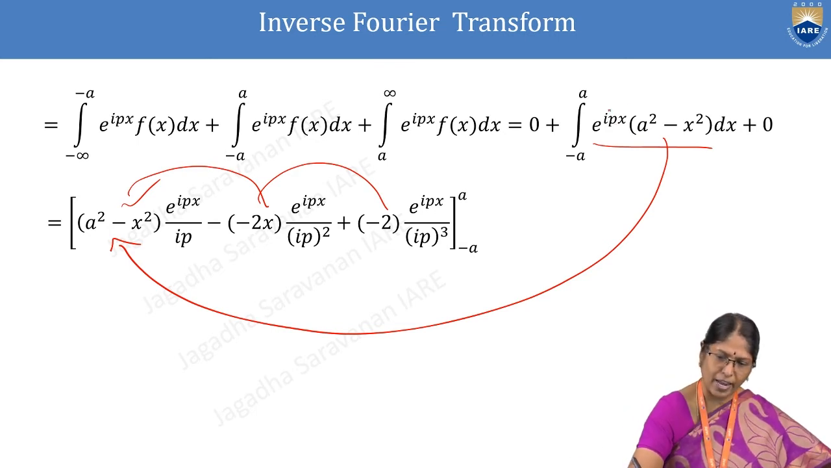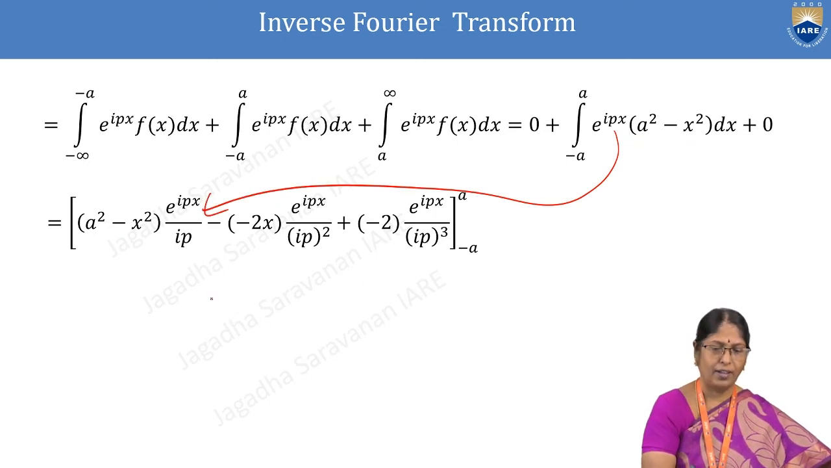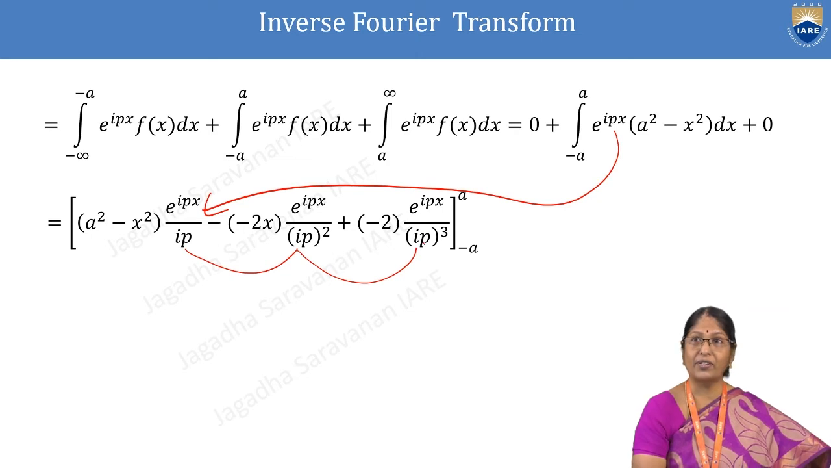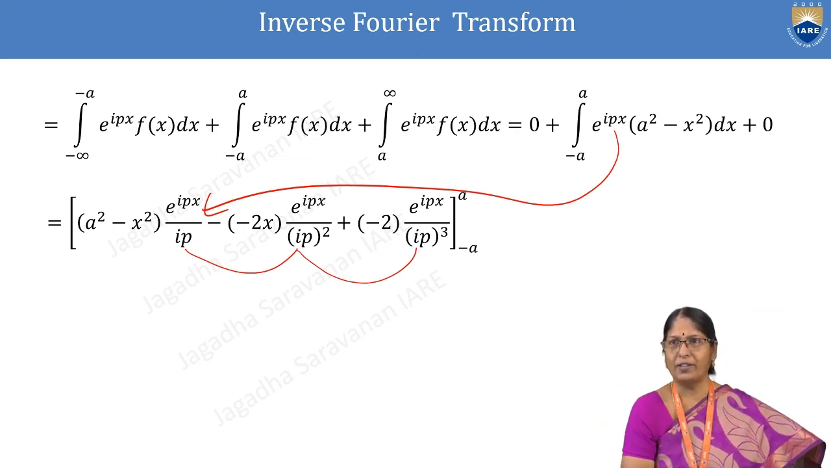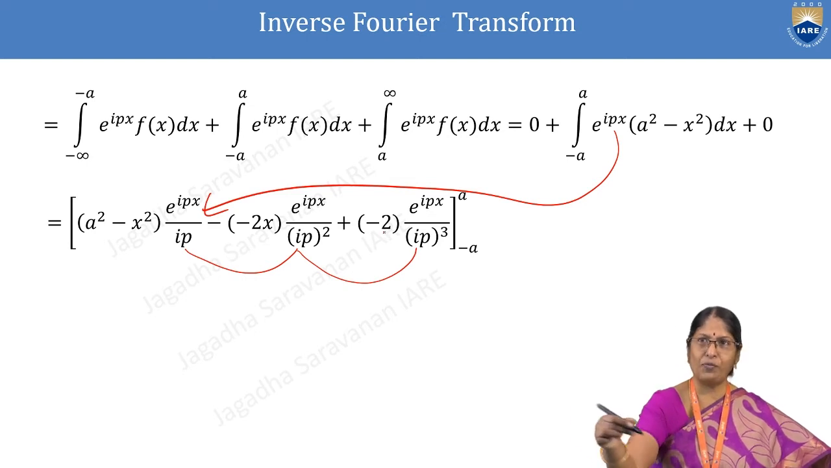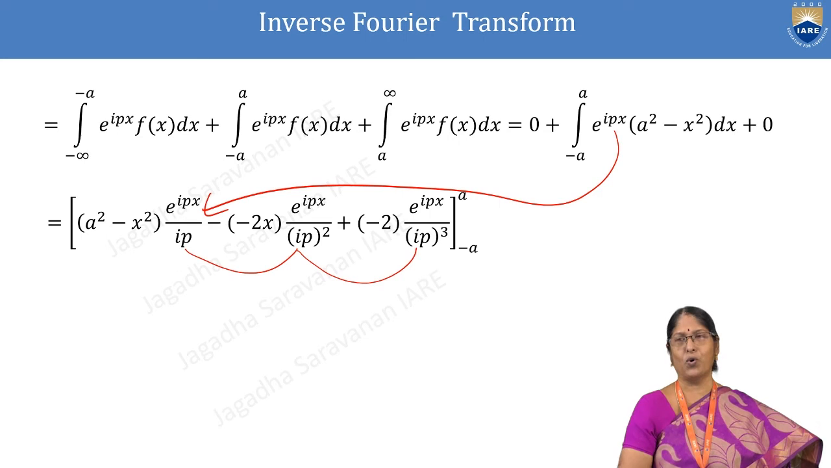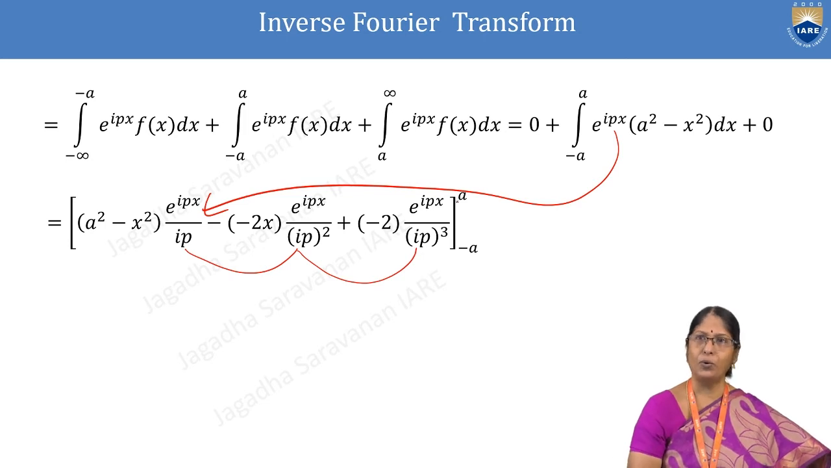Now, this exponential part, we did the integration. Again we did the integration. Again we did the integration. We stopped the processing here. Why did we stop? Because minus 2, if we go to the next step for differentiation, becomes 0. So we completed the integration. So, minus a to a.